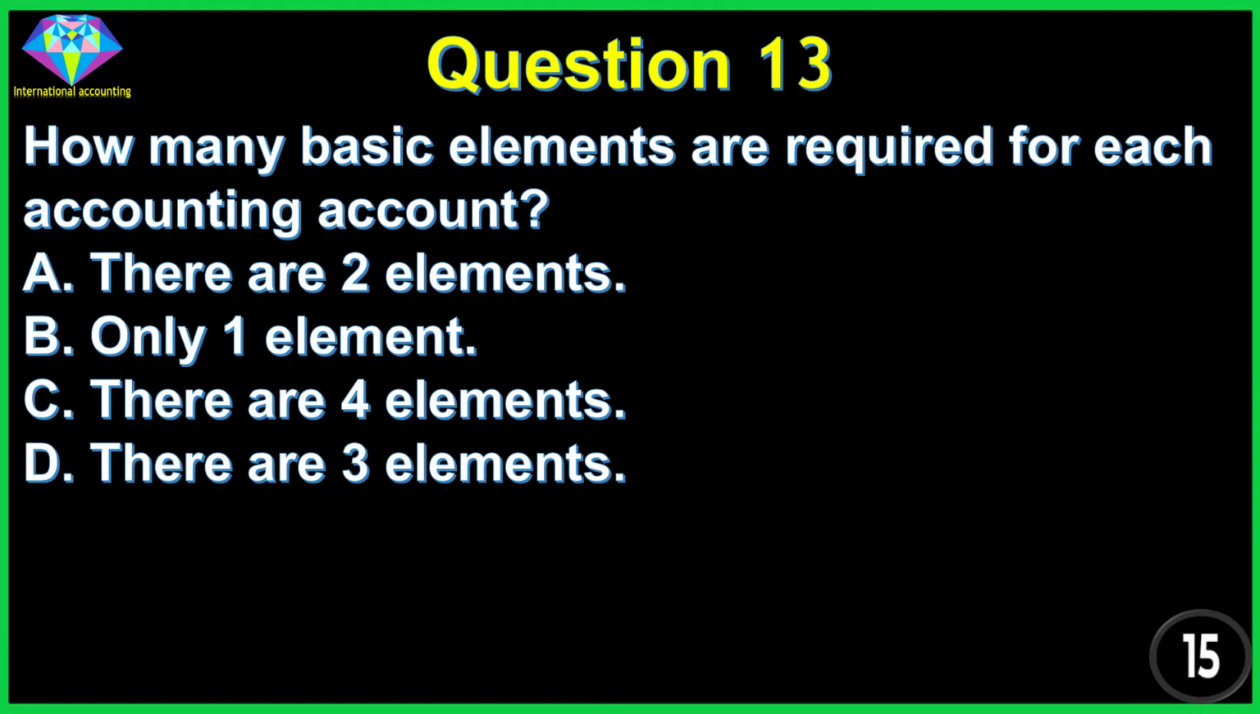How many basic elements are required for each accounting account? A. There are 2 elements. B. Only 1 element. C. There are 4 elements. D. There are 3 elements.